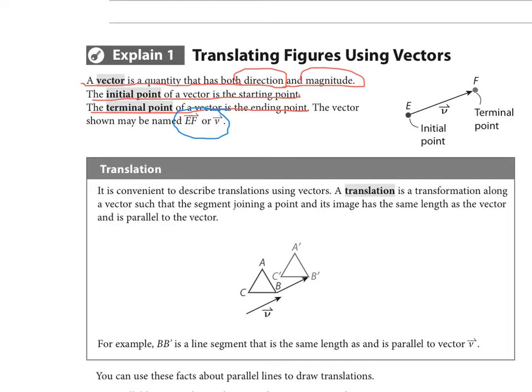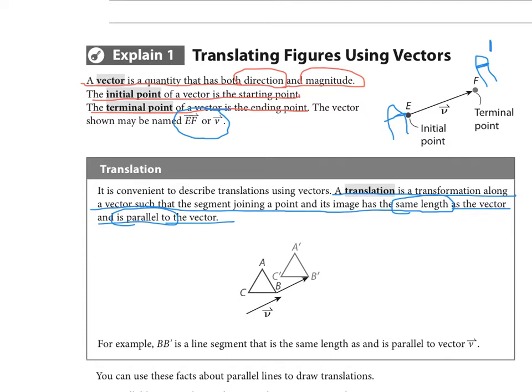Now, this isn't any different than what we did throughout Module 1, but we were calling this the pre-image, and we were calling the terminal point A prime, or the image. A translation is a transformation along a vector such that the segment joining a point and its image have the same length as the vector and is parallel to the vector. So it has those two things: the same length, and it runs parallel.